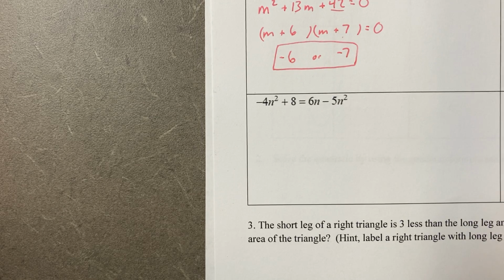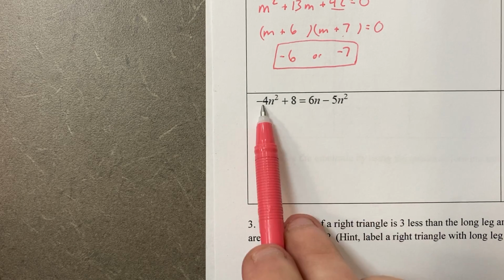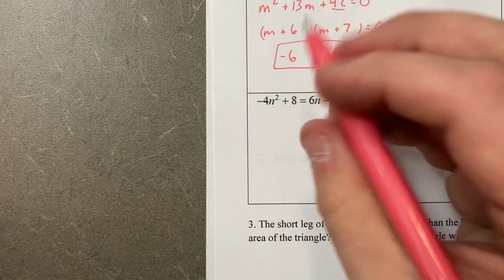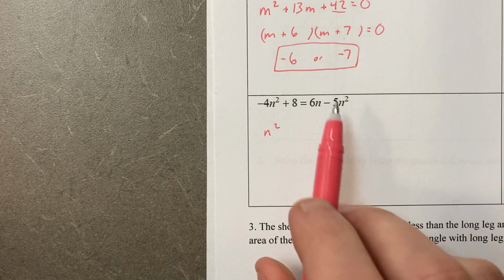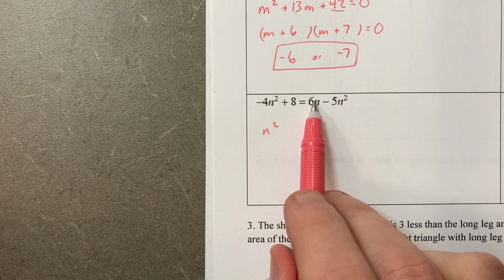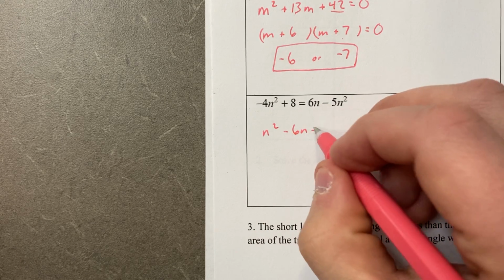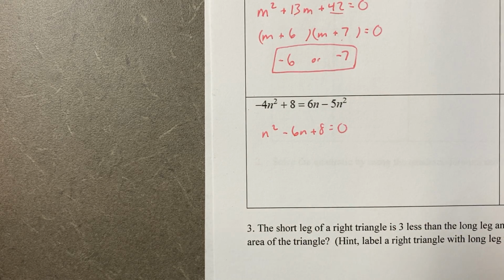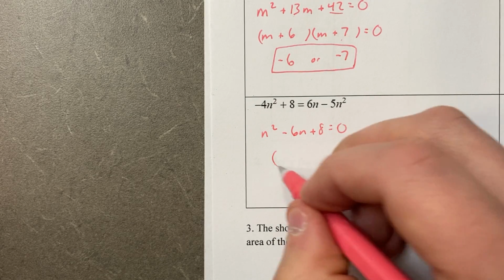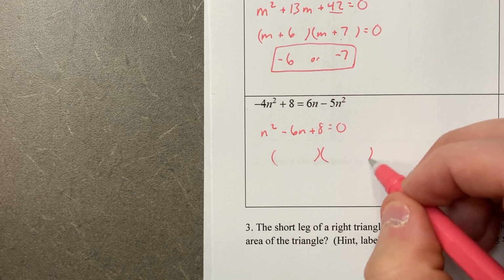All right, next one. What are we going to do first? We're going to set it equal to 0, of course. I'm going to move that over and add, which just makes that n squared. When I add that over, I'm going to subtract the 6n, and that's already 8 on that side, and it is now equal to 0. I moved everything over, and now I will factor.